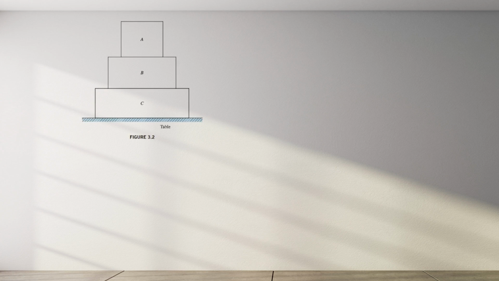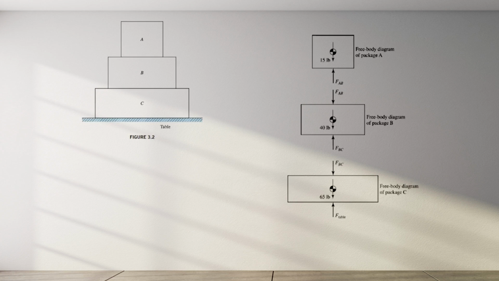We begin by separating A from B, B from C, and C from the table, as indicated in Figure 3.3. Because each pair of surfaces represents a point of physical contact, Newton's third law tells us that these surfaces exert equal but opposite forces on each other. Therefore, we draw the force pairs FAB, FBC, and F-table as shown.